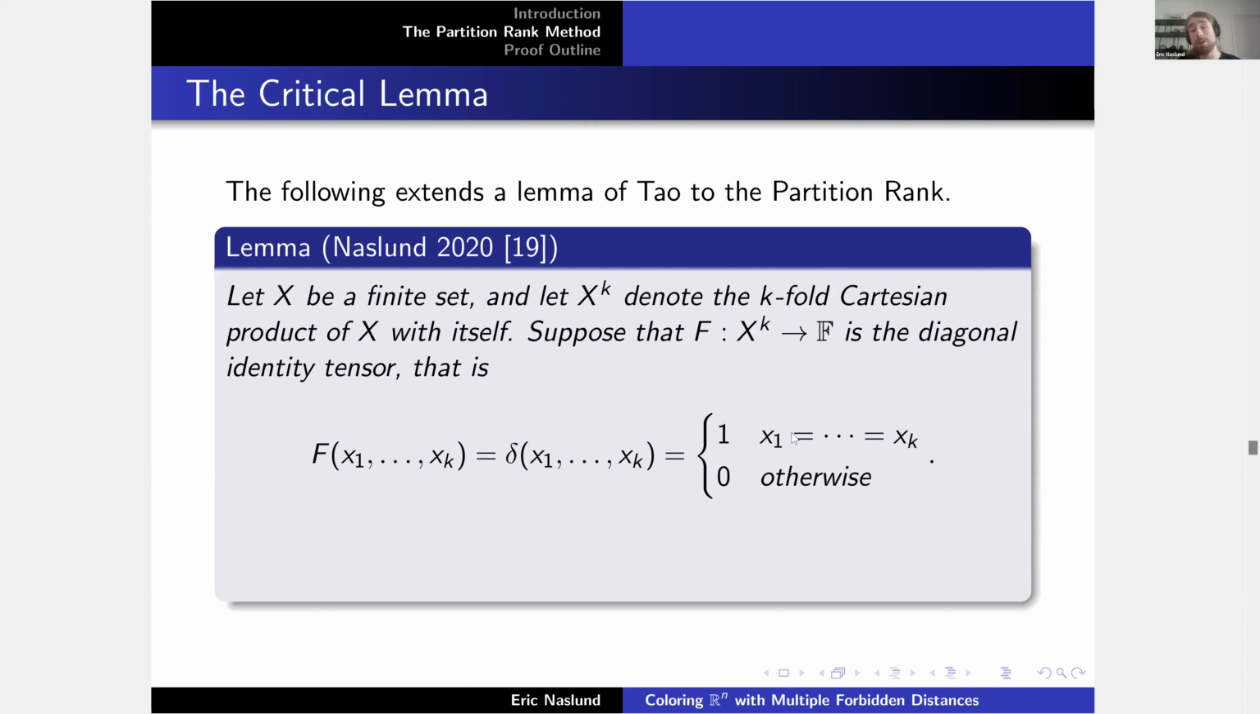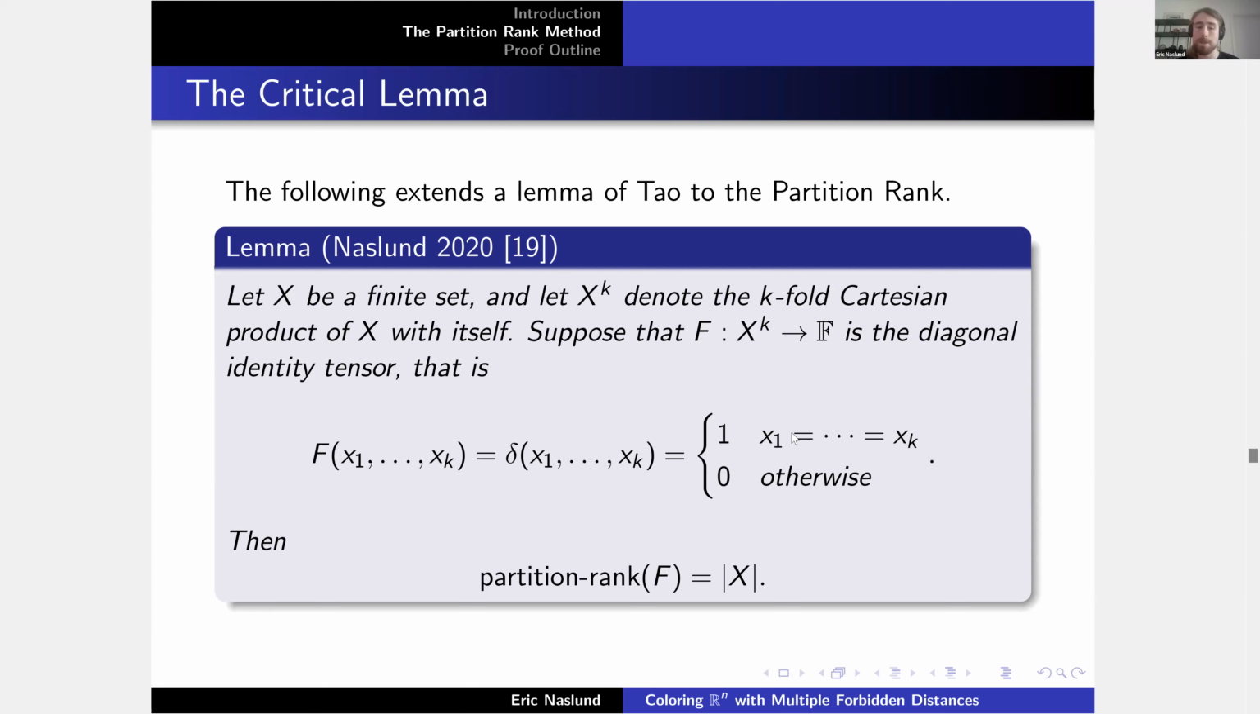There's no better way to write this. We can write it, obviously, as a sum of size-of-X different functions, because we can just go through every element of X and use indicator functions, such as the function that is 1 when x1 is a given element and 0 otherwise. But there's just no better way to write this. No matter what, the partition rank of this thing will be at least the size of X.